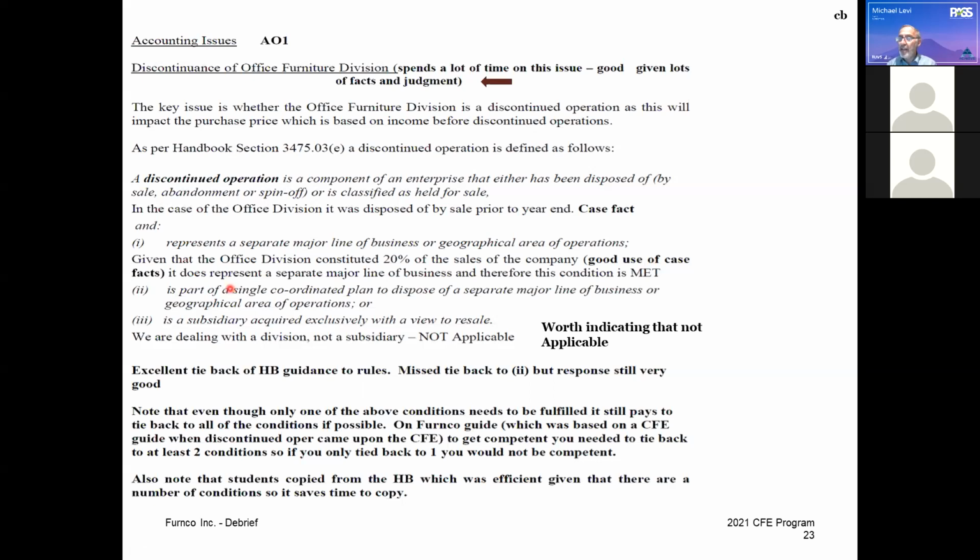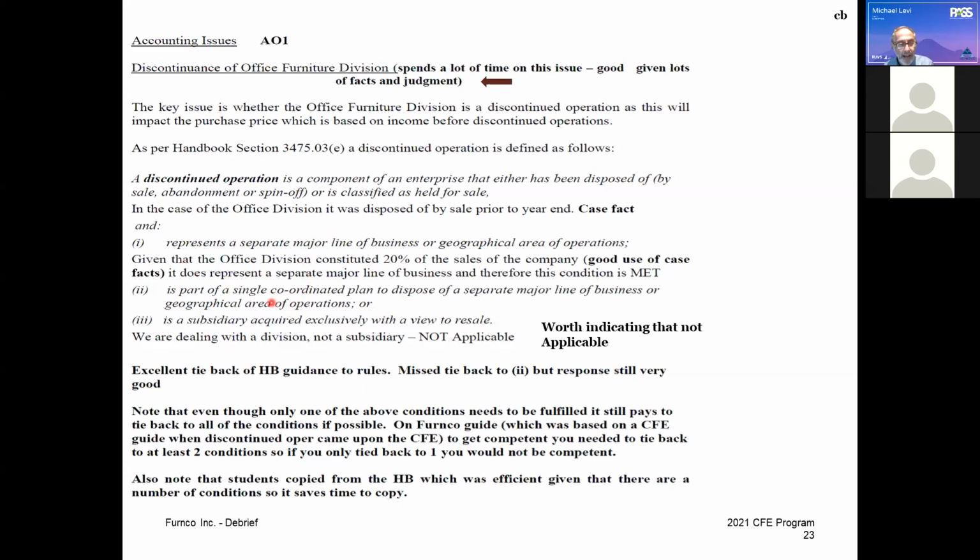Do you remember this morning, I said to you that one of the complaints of the Board of Examiners is sometimes people will say met without explaining why it's met, tying back to case facts. Nobody could accuse this student of that. The student explains very clearly why it's met, tying back to case facts, without wasting a lot of words. This is exactly what I'm looking for.